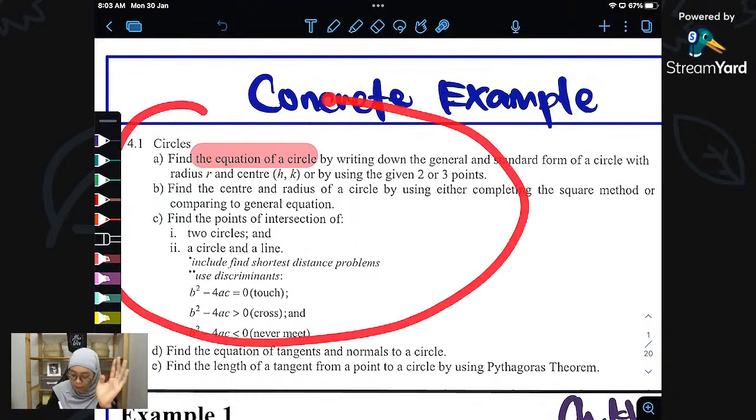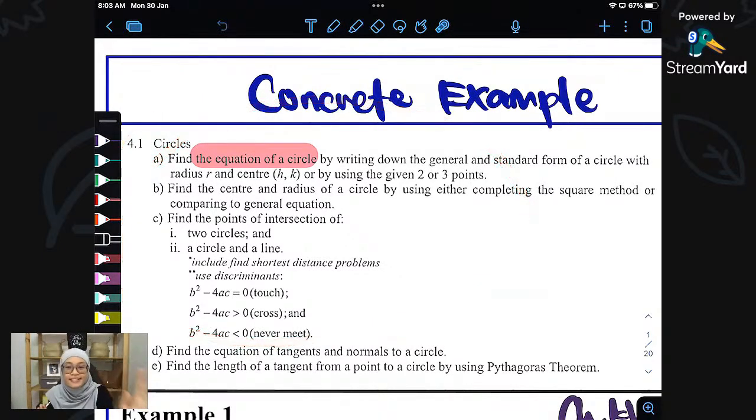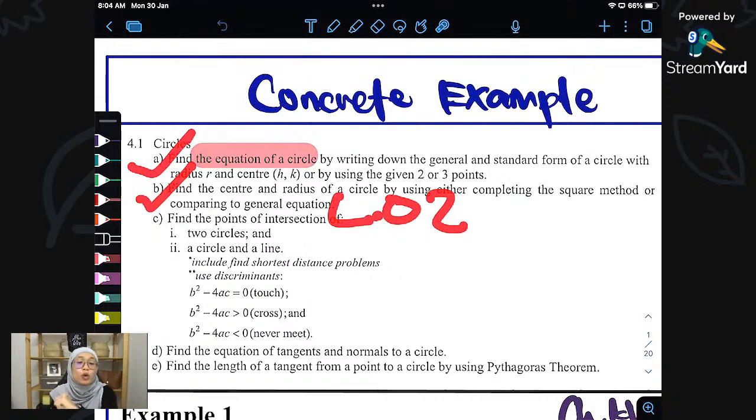And circles is the longest subtopic among all the subtopics. So 4.1 is quite long. That's why it will take us like 1 week. This week we will only learn 4.1 circles because there are 5 learning objectives here. If you can see, we have 5 objectives, 5 goals. But I won't have time for all of them in this video. I will only cover 2 learning objectives, 2 goals.